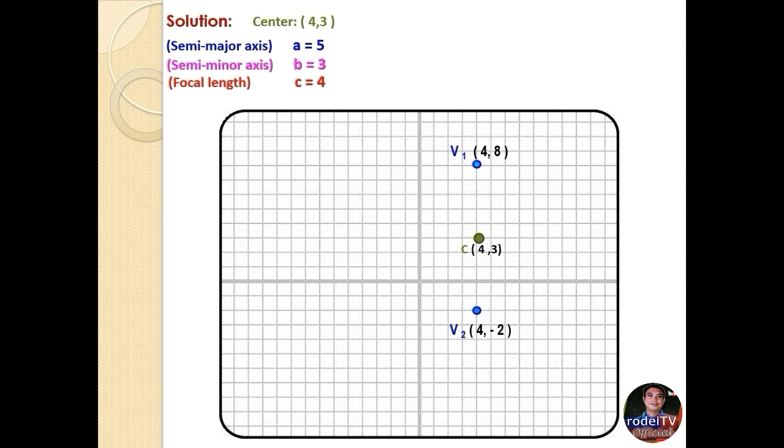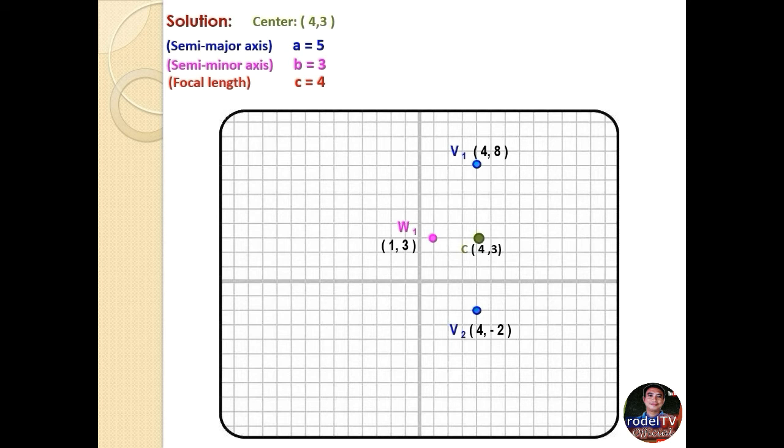Let us now locate our co-vertices. Now remember that the co-vertices are always perpendicular to the vertices. It always crosses the major axis. Therefore, their location will be at the left and the right of the center. Now using the value of b, let us move 3 units to the left. So we now have our first co-vertex at point positive 1 and positive 3.